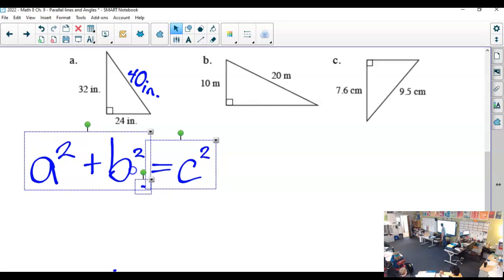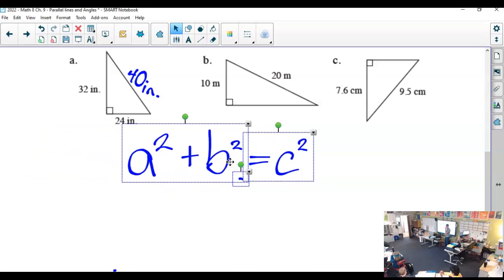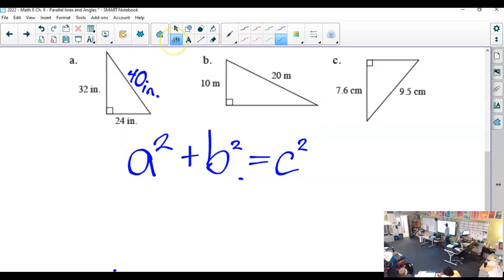B and C have a trapdoor though. Because instead of just being able to square things, add them up, and then square root, they give us different pieces. So, B squared on B.